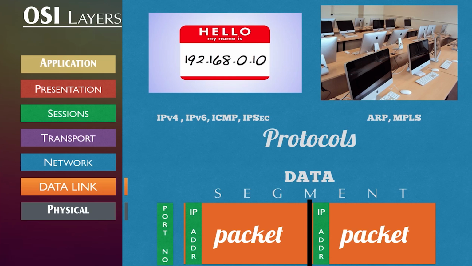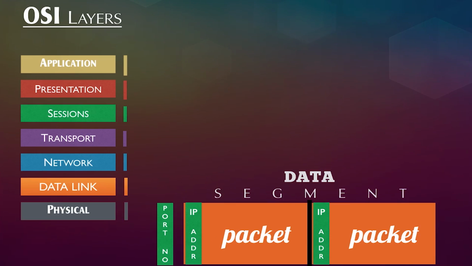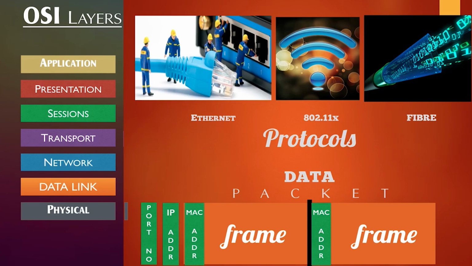Now here the data segment is divided into packets and the IP address of that particular computer is attached with that packet. Now the data in the network layer are called packets. Alright, let's go to layer 2 of the OSI reference model, that is the data link layer. Now this is where your Ethernet, your wireless 802.11x or your Fiber Channel comes into place. Now the data in this layer is divided into frames and the MAC address of that particular device is attached with the frame.